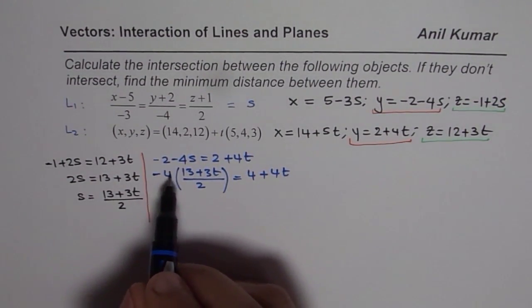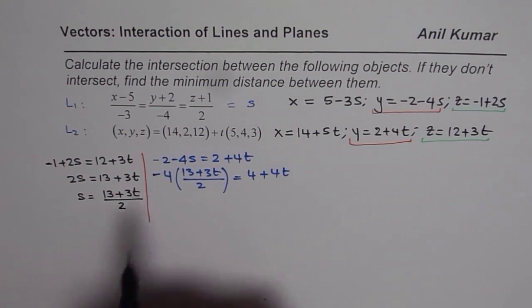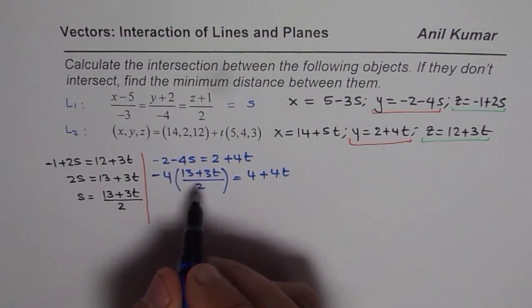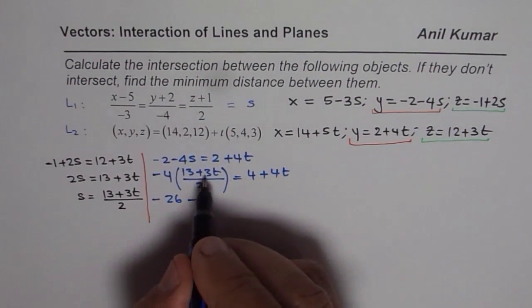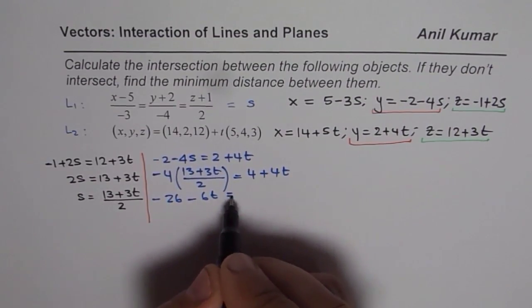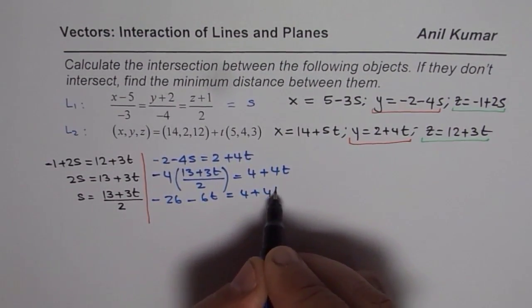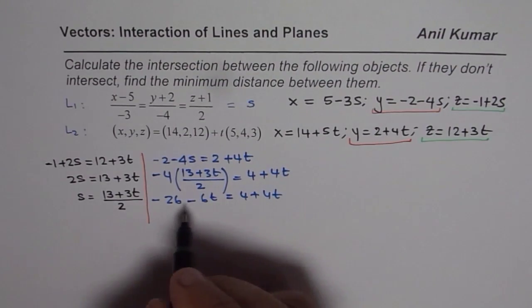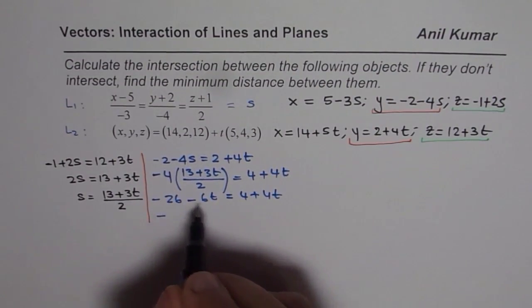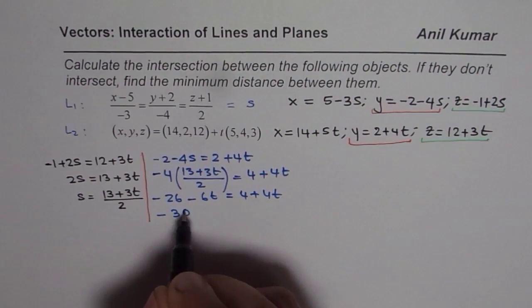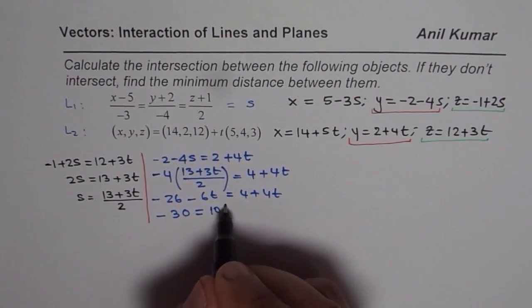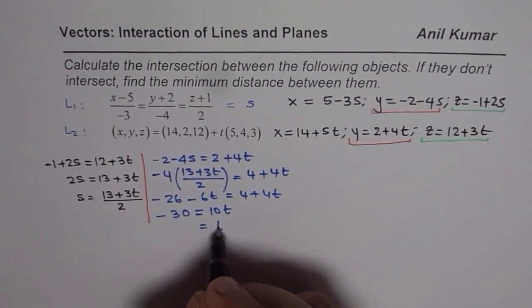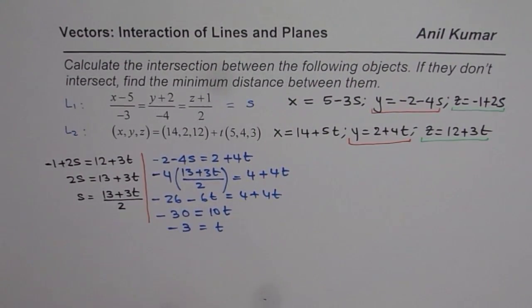So minus 4 divided by 2 is 2. So we'll multiply this by 2 now with a negative sign. So we have minus 26 minus 6t equals to 4 plus 4t. Bring the terms together. So we have minus 26 minus 4 is minus 30 equals to 6 plus 4 is 10t. So from here we get t as equals to minus 3, correct? So we get value of t as minus 3.